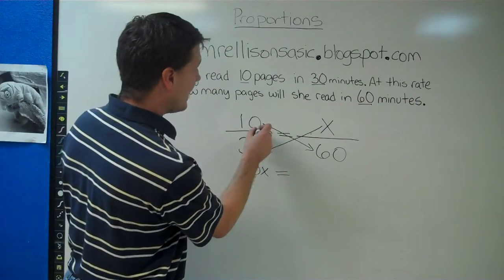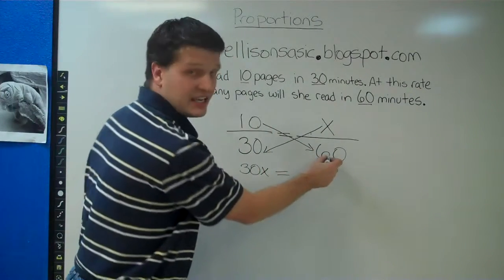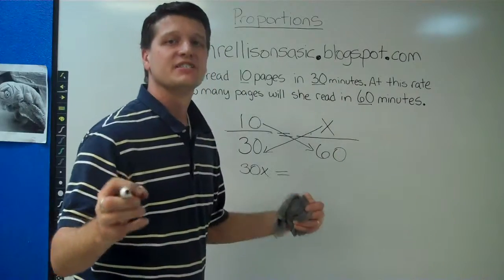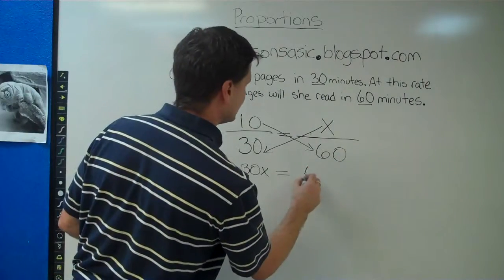So we're going to multiply our 10 times our 60, okay? And it gives us 600.